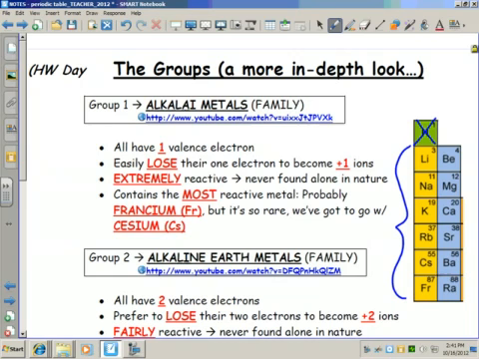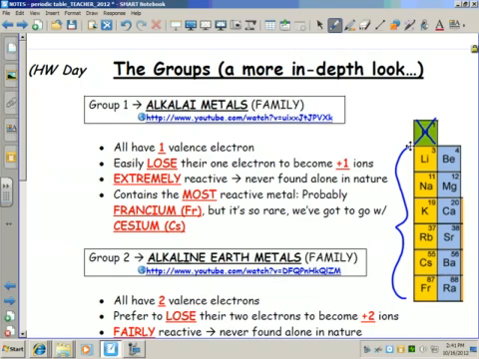The families stand apart from the rest of the groups because all the elements in a family behave very similarly. All the elements in the rest of the groups may behave in a similar fashion in terms of how they bond, but not to the same extent.